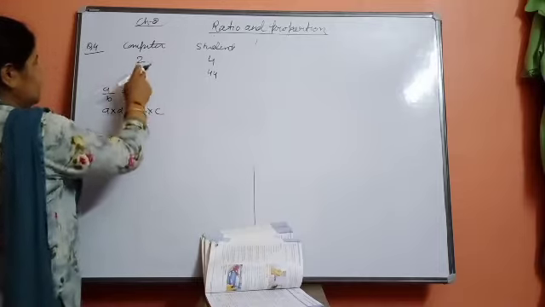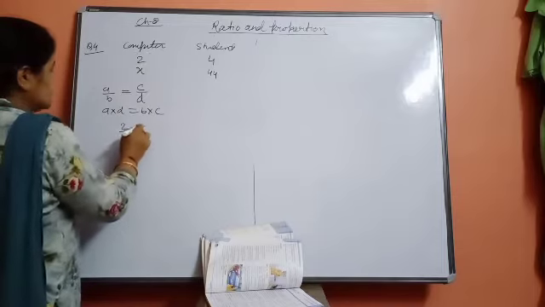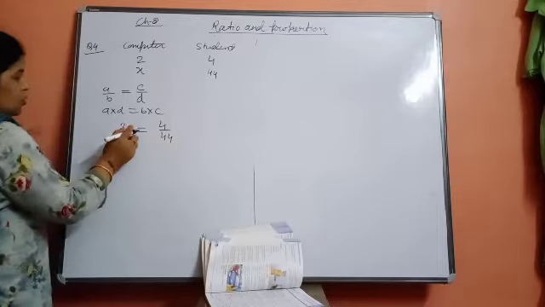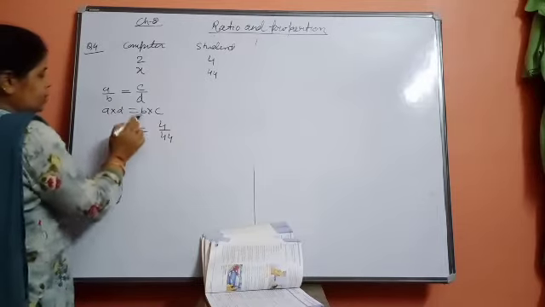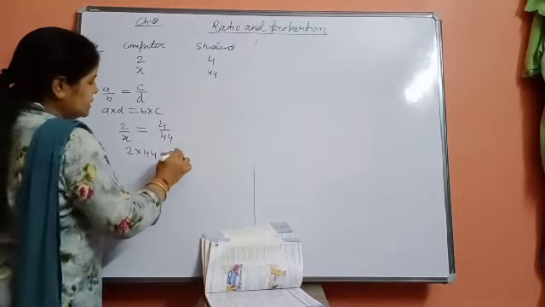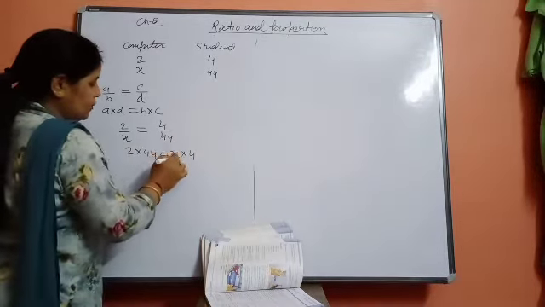So how will you write? 2 upon X is equal to 4 upon 44. Now do the cross multiplication: A into D, it means 2 into 44 is equal to X into 4. We would like to find the value of X.